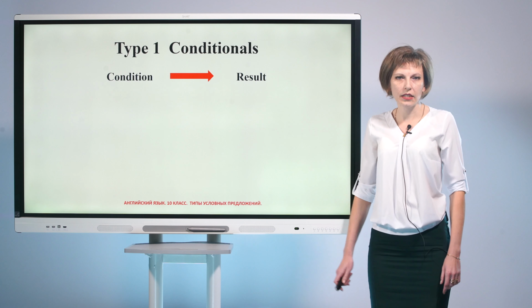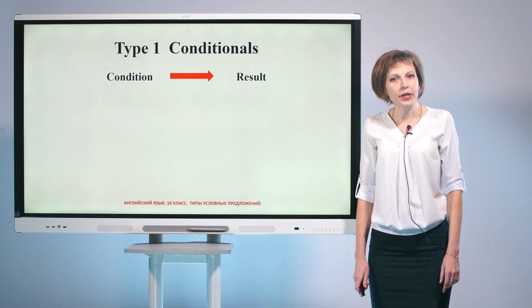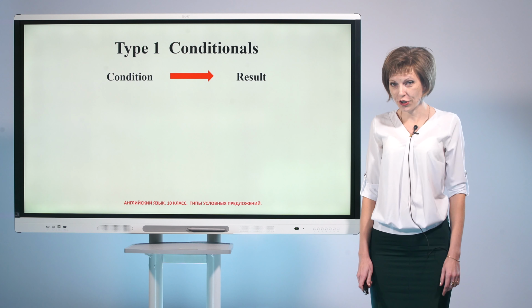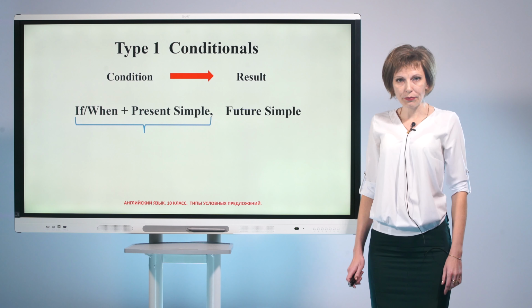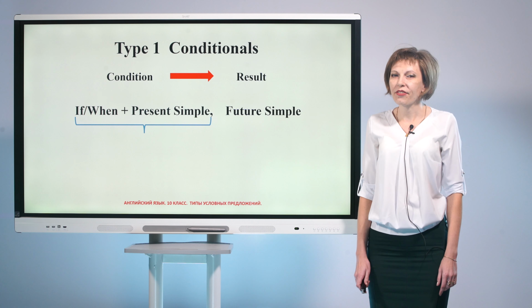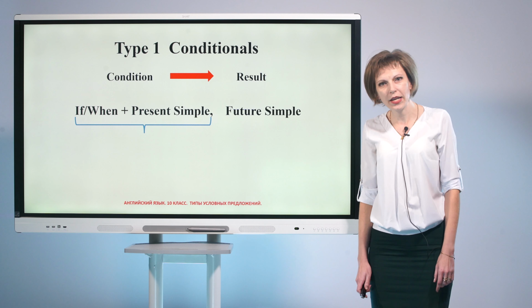Type 1 of the conditionals shows us a real or very probable situation in the present or in the future. And we use the present simple tense in the if clause and the future simple tense in the main one.